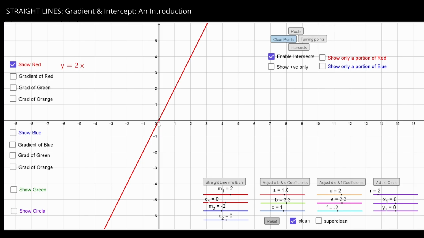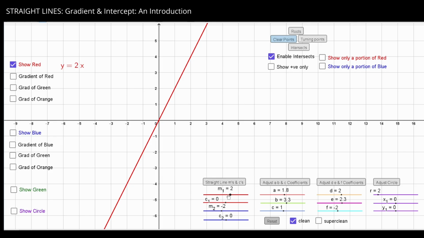So if we took the journey from here to here, our rise would be this amount, which is 2, and our run would be this amount, which is 1. So the gradient is 2, and that's what the graph is telling us here. Here's the gradient, that same value.